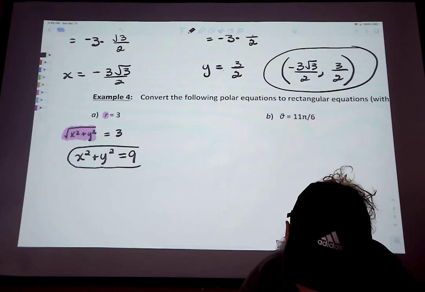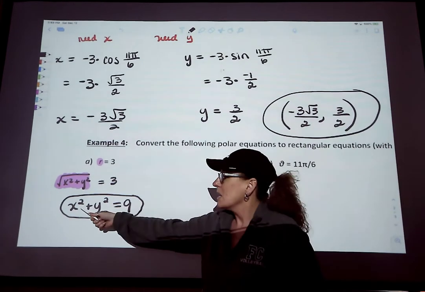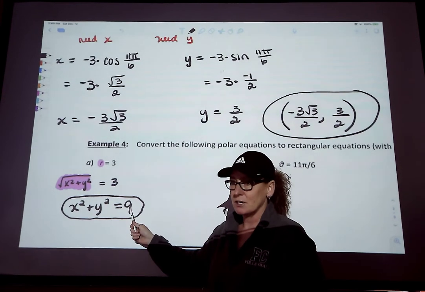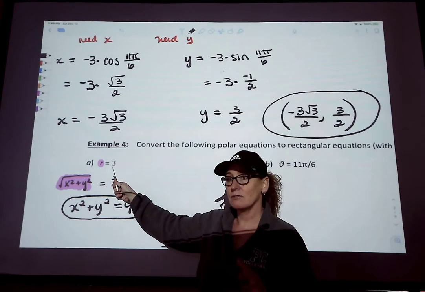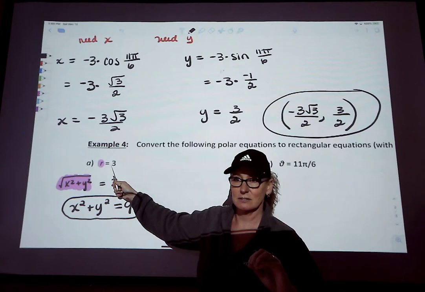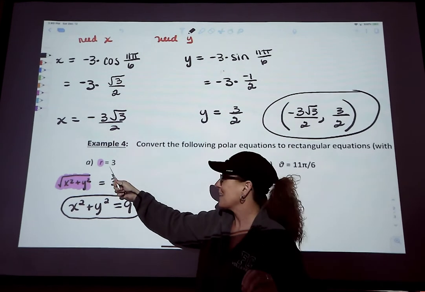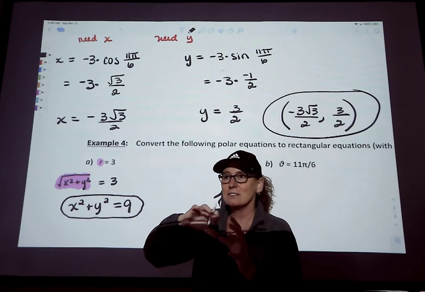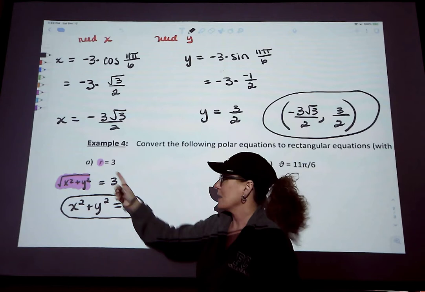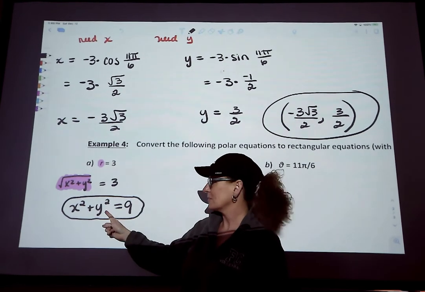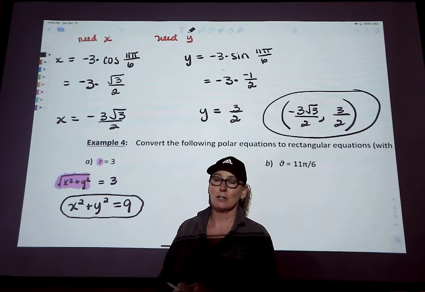Whoa! That's an equation of a circle, centered at the origin, radius of 3. This is the graph of all points around the origin where r is 3. It's a circle. This is a circle in rectangular form. This is a circle in polar form. That's kind of cool.